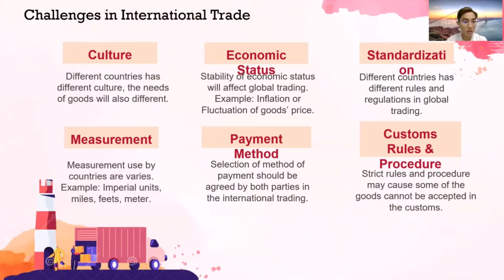Next is the economic status. The stability of the economic status in a country will affect global trading. For instance, the appearance of inflation and hence the fluctuation of prices of goods will reflect the demand and supply of goods from one country to another. Another challenge for international trade is standardization. Different countries have different rules and regulations that they have to comply with before any transaction of goods can be done between two companies in different countries.